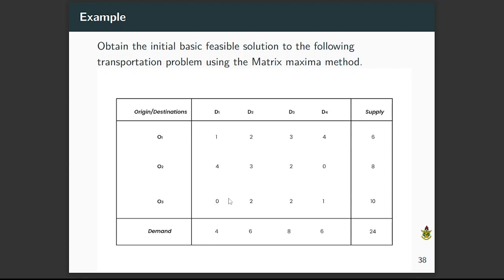Let's take an example problem and then use it to understand the Matrix Maxima Method, or the least cost method. With the table we have here, which is our example, you can see the transportation table with the unit cells. From D1 to D3 and from O1 to O3, we have our cells: 1, 4, 4, 3, 2, 0, in each field. Then we have the supply side and the demand side.